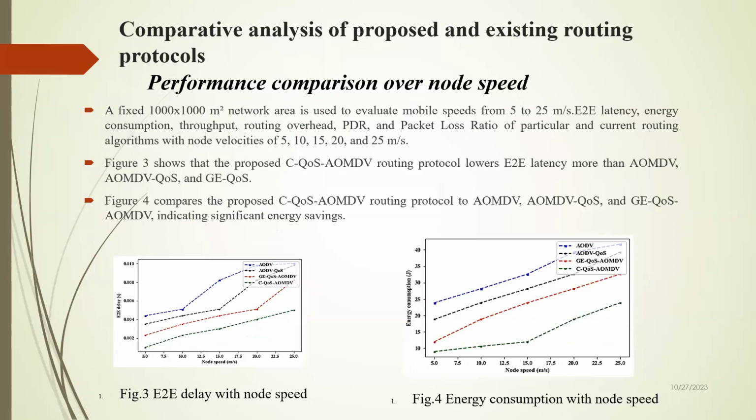Here we have to see figure number 3. We demonstrate that the proposed CQoS AOMDB routing protocol significantly reduces the E2E delay compared to the QoS AOMDB and GQoS AOMDB. And here figure 4 highlights the lower energy consumption of the proposed CQoS AOMDB routing protocol in comparison to AOMDB QoS and GQoS AOMDB, showing the sustainability of the improvements.